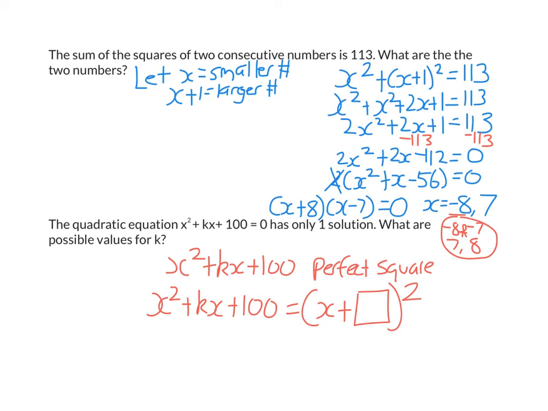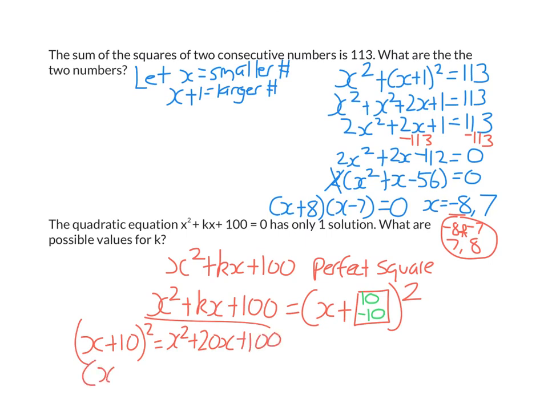The number that goes in here will just be the square root of 100. Now, the square root of 100 is 10 or minus 10. If I square 10, I get 100. If I square minus 10, I get 100. So this expression could be x plus 10 all squared. When you expand that using FOIL, you get x squared plus 20x plus 100. Or it could be x minus 10 squared. And when you expand that using FOIL, you get x squared minus 20x plus 100.